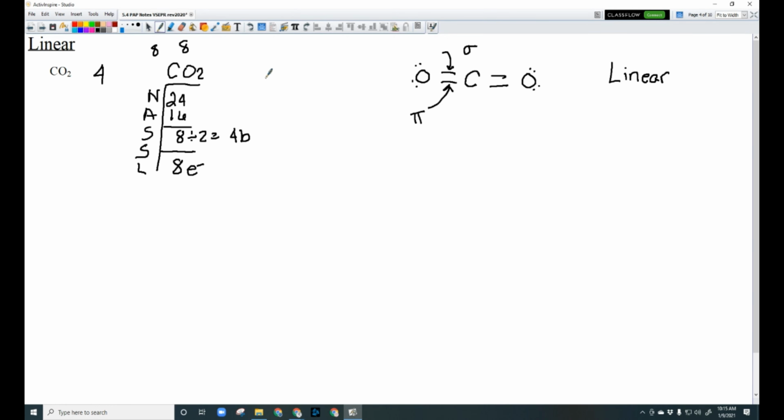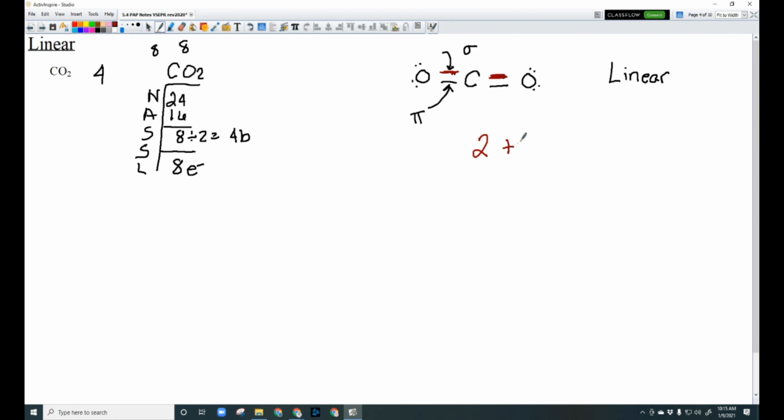So on this, we're only counting the sigma bonds. So we have 1, 2 sigma bonds, plus how many lone pairs on this carbon? None. There are no lone pairs. 2 plus 0 is equal to 2. So we only need 2 hybridized orbitals.